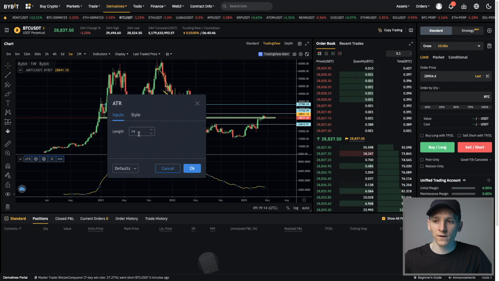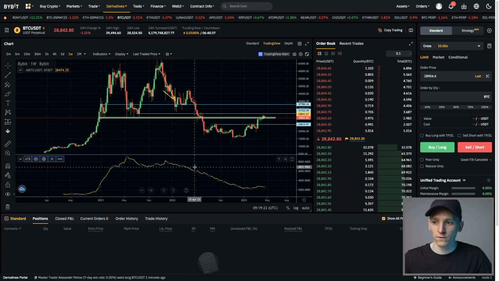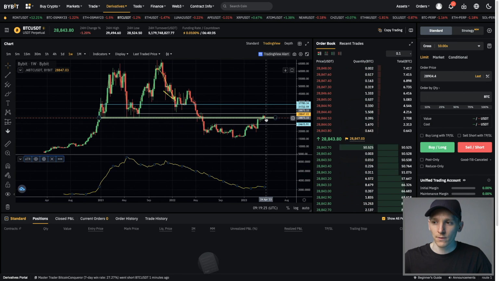So actually, if you go to settings, you can see the inputs here. The length is 14 periods. So that's absolutely fine. You want an EMA here, or a simple moving average of those values, which is absolutely fine. So 14 is fine. So what we now know is that if we're looking at a week chart, over a 1 week period, Bitcoin can move $2,500 or so, $1,000 in either direction totally normally.